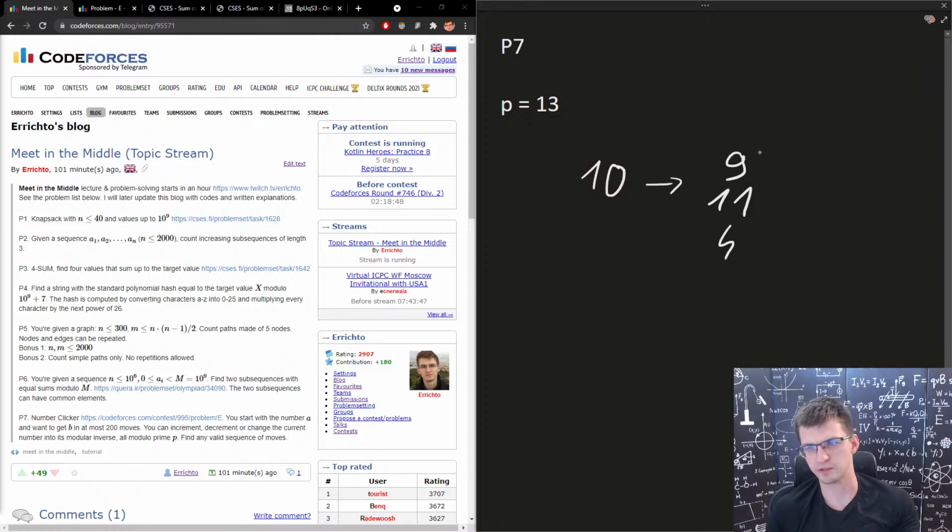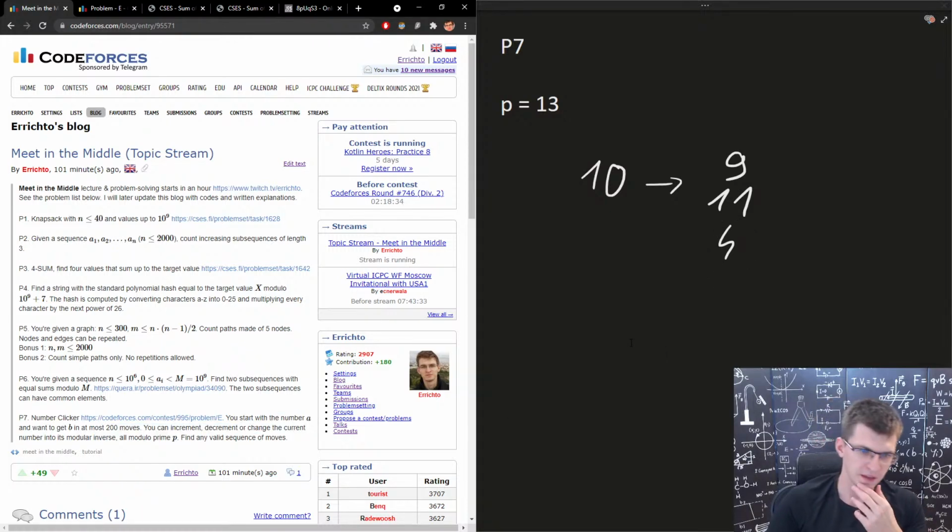And then again, from 9 you can get 8 or 10 or the inverse of 9. From 11, 10, 12 or the inverse of 11. From 4, 3 or 5 or the inverse of 4. The statement is here. We need to, given p up to 1,000,000,007 or so, find a path between A and B.